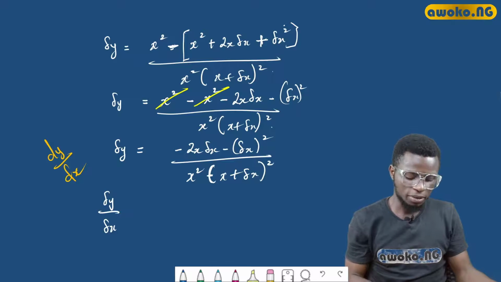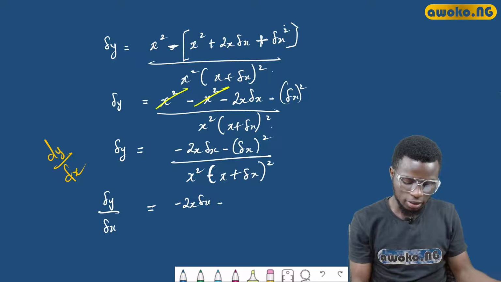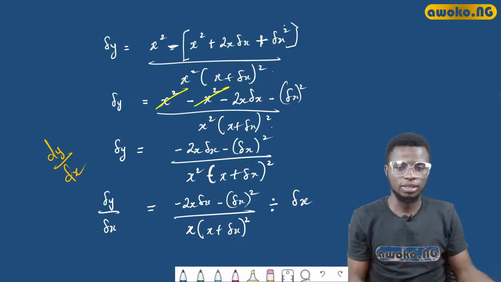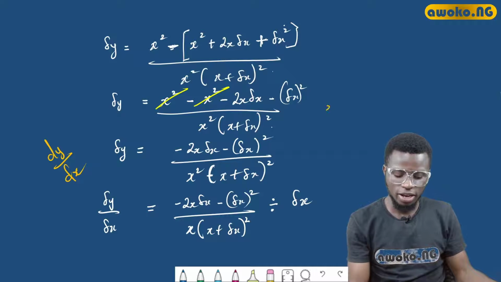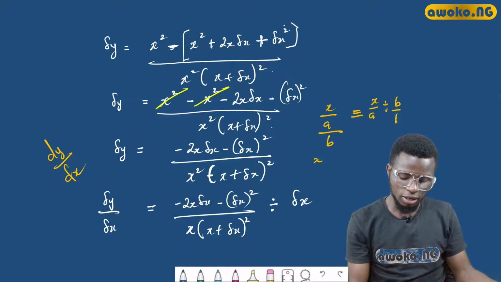So dividing through by dx will give us this, which will give us minus 2x dx minus (dx)² all over x² into (x plus dx)², then divided by dx. From the reciprocal law, if I have x over a all over b, this is still the same thing as saying x over a divided by b over 1. Of course, it is x over a times 1 over b.